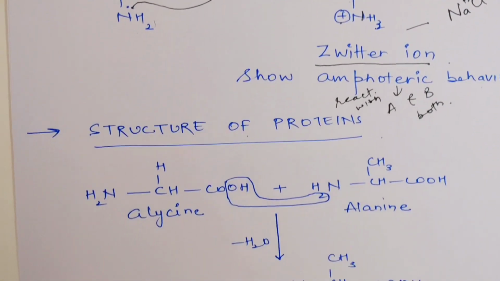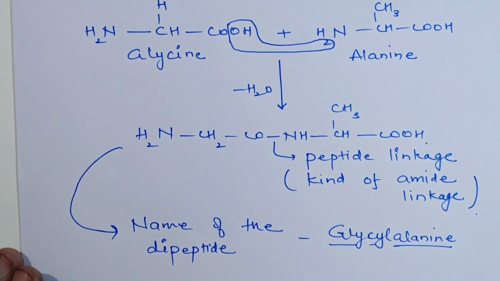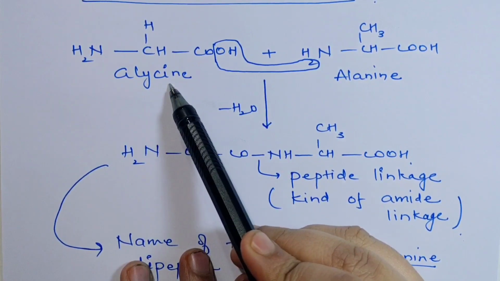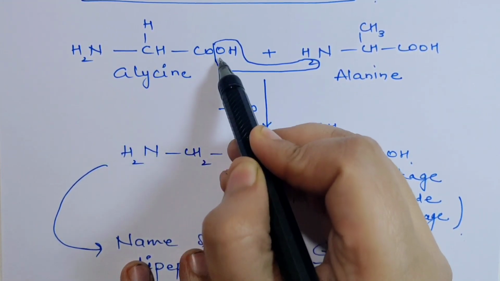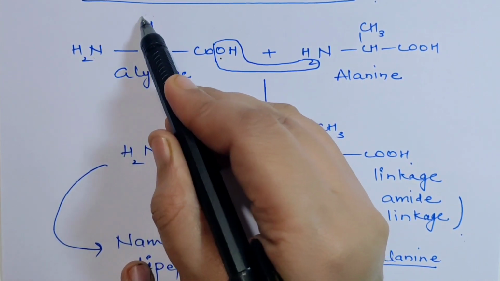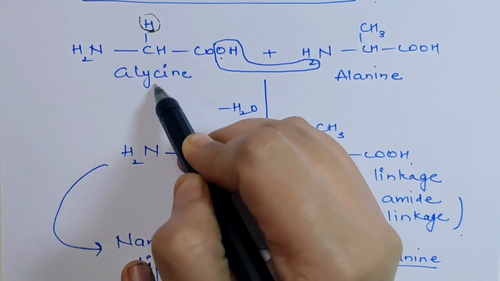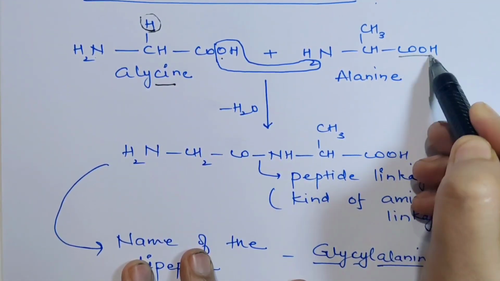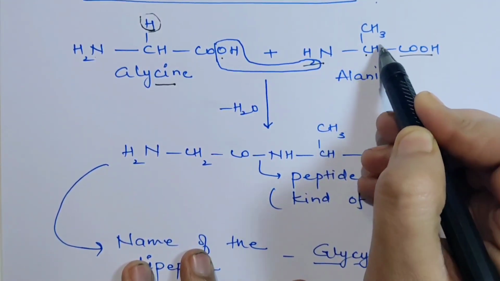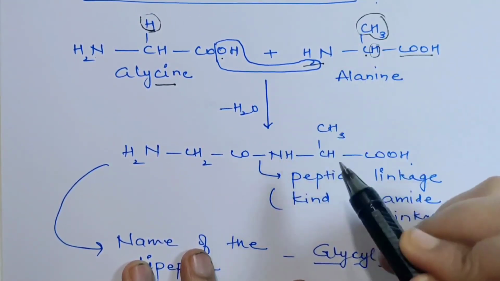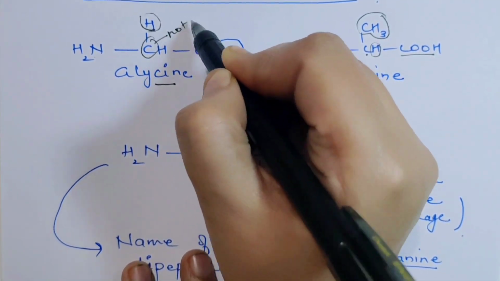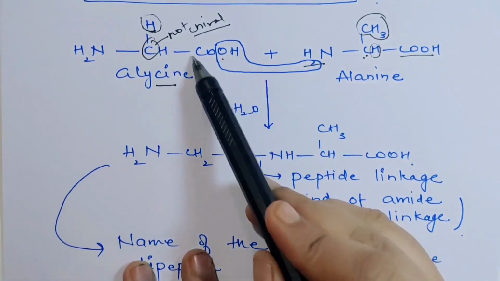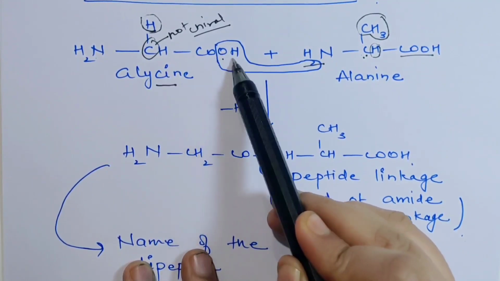Now let's talk about structure of proteins. Basically, structure of peptides. So what happens is, if you have an amino acid like this, where this is the chiral carbon, this is the acid part, this is the amine part, and instead of R, you have hydrogen. This is glycine. Whereas there is this amino acid which has acidic part, basic part, chiral carbon, hydrogen, and this is the R group. This is not chiral. Okay, this is chiral.